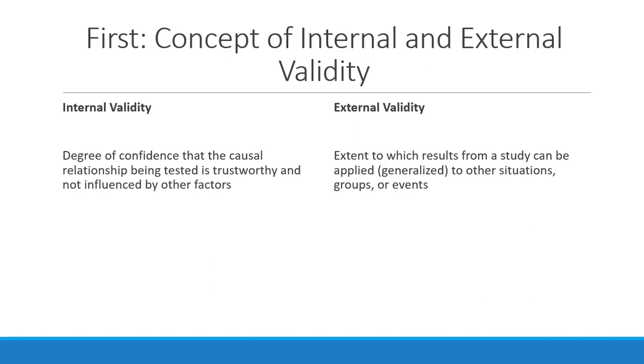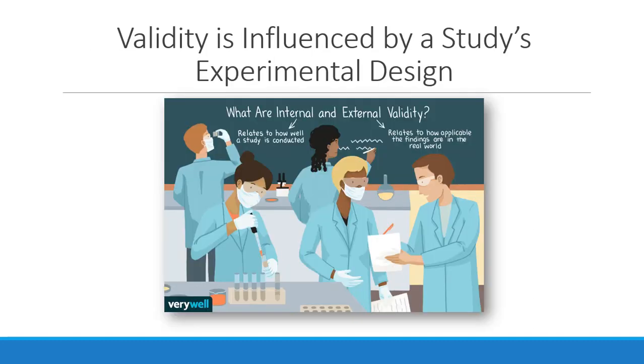External validity is the extent to which results from a study can be applied or generalized to other situations, groups, or events. So the validity is influenced by a study's experimental design. And so I think that's important as we look at papers, as you're now going to be moving forward with finding articles related to your study topic of interest. How good are those articles at answering your question? So again, internal validity relates to how well a study is conducted. External validity, how applicable the findings are in the real world.